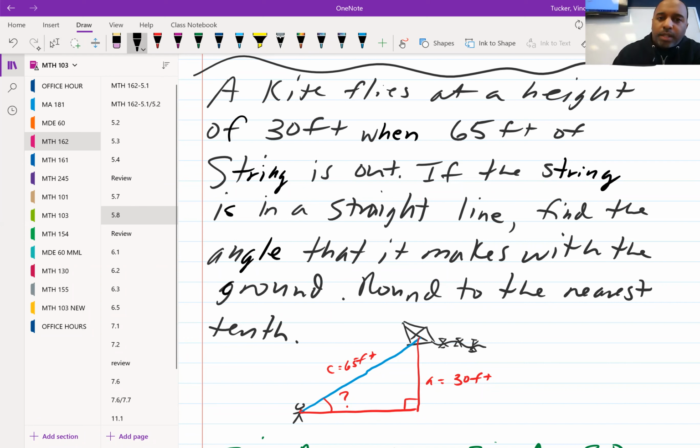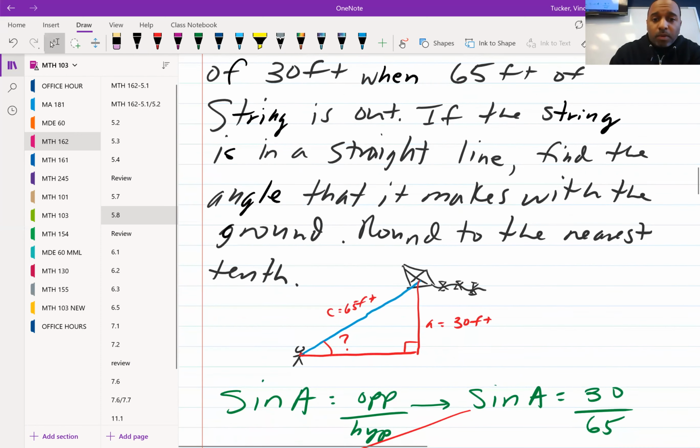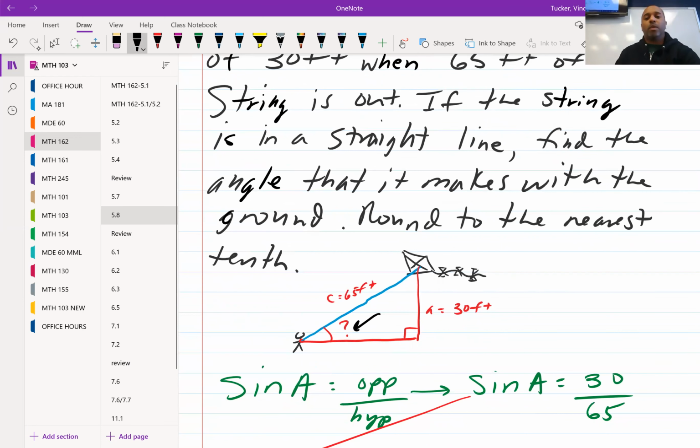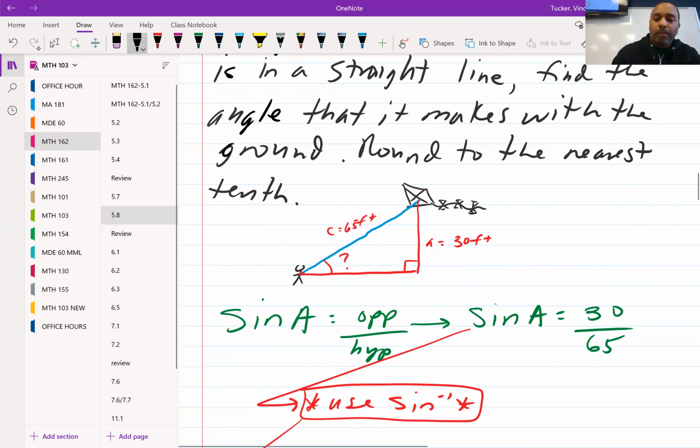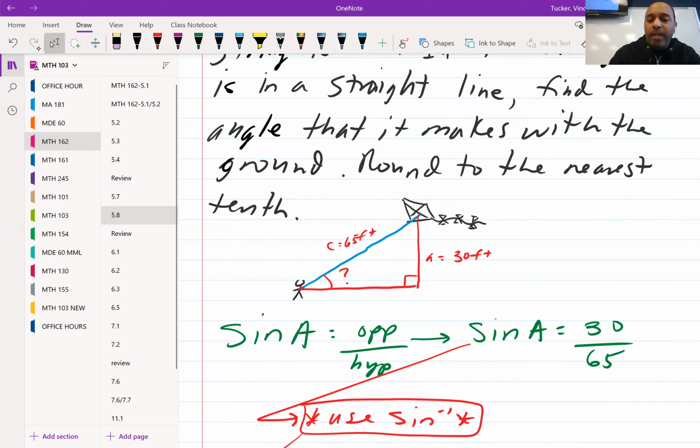All right, so the kite is 30 feet in the air. We have 65 feet of string that's out. We want to know what this angle is. So that's opposite and hypotenuse that we will be using in order to find it. That means we need to use sine. Once again, we're leaning on SOHCAHTOA. Sine is opposite over hypotenuse. So that's going to be sine of angle A. So sine A is going to be 30 over 65.